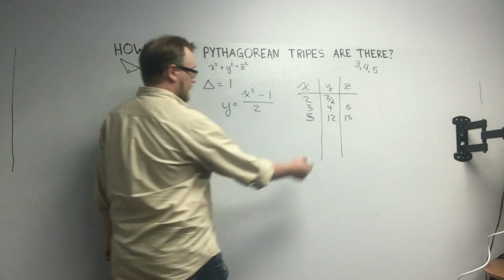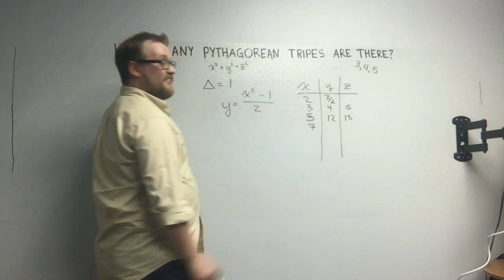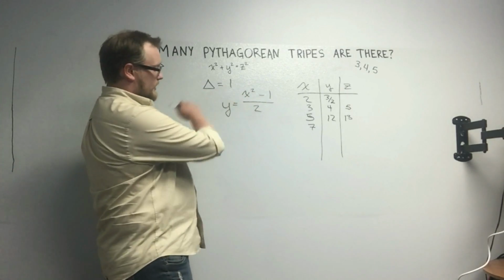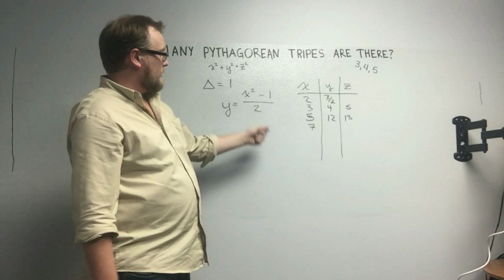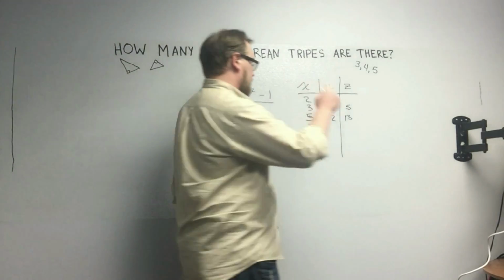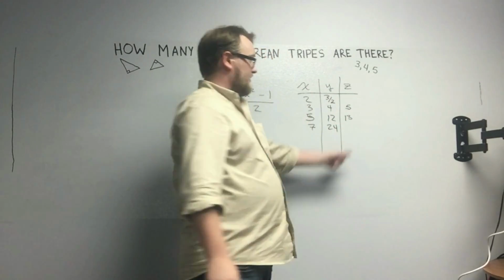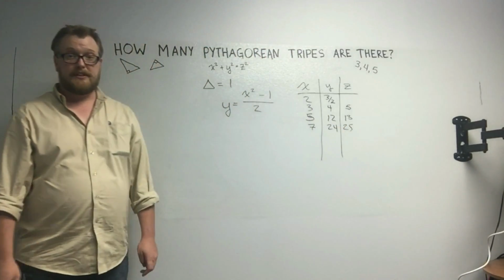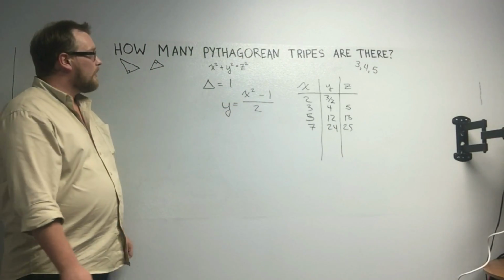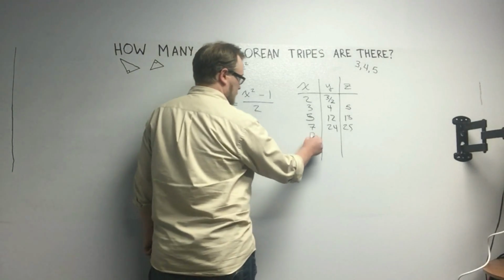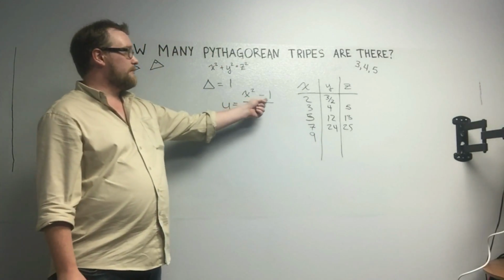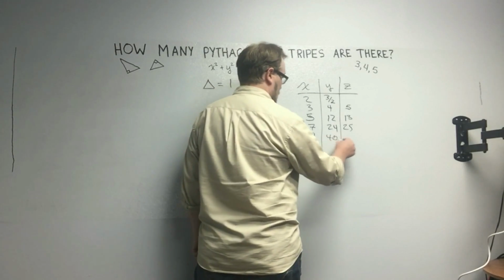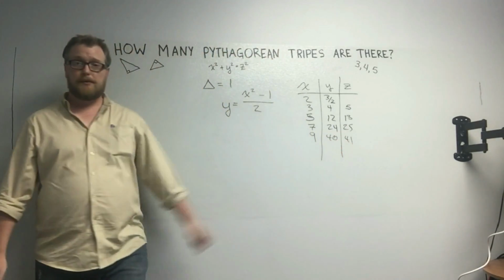We can do another one. Let's see. Okay, so you're gonna do 49, and you're gonna do minus 1. So 49 minus 1 is 48, and divide 48 by 2, and that's 24. And then you make that 25. We can keep going with this. It's kind of fun. Seems to be every odd number. Let's go up to 9. 81 minus 1, that's 80. Divide that by 2, that's 40. 9, 40, 41. That's certainly one.